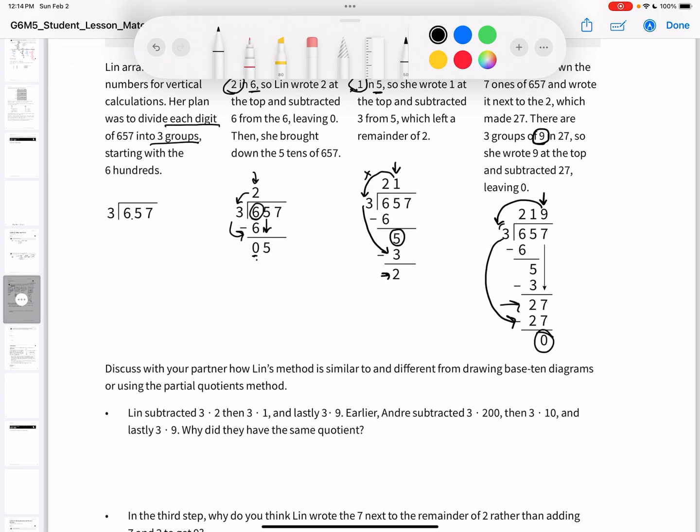Discuss with your partner how Lynn's method is similar to and different from drawing base 10 diagrams or using the partial quotients. Okay, so go ahead and think that through. How is it different than using partial quotients?